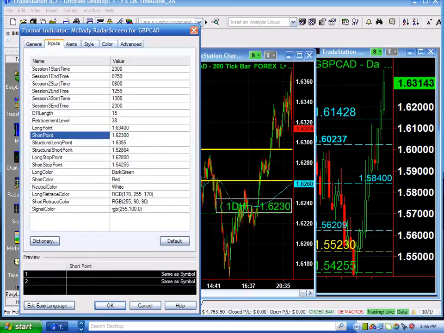So the 162.30 is my short, and this is my structure point, the 161.428. And if I'm going to go short below 162.30, I'm going to place my stop above the market side, which is 162.60.